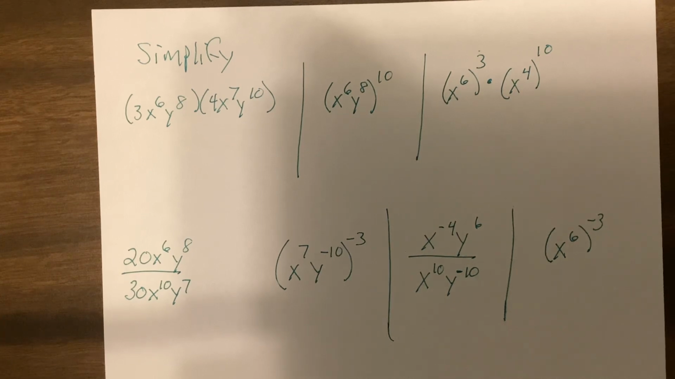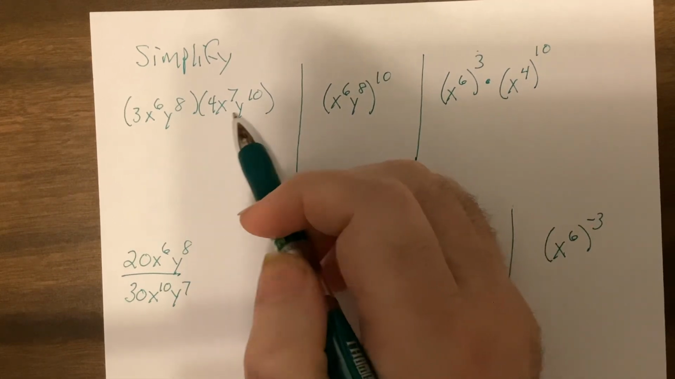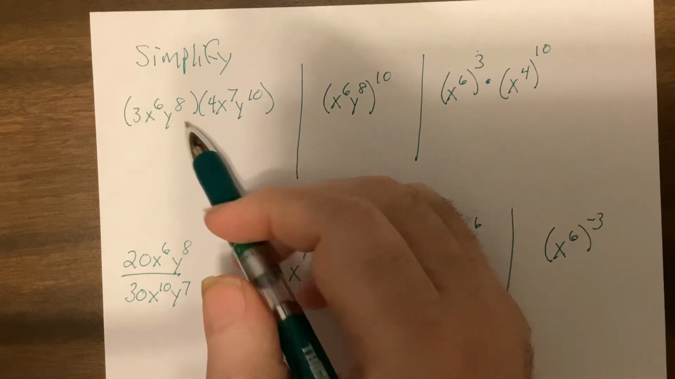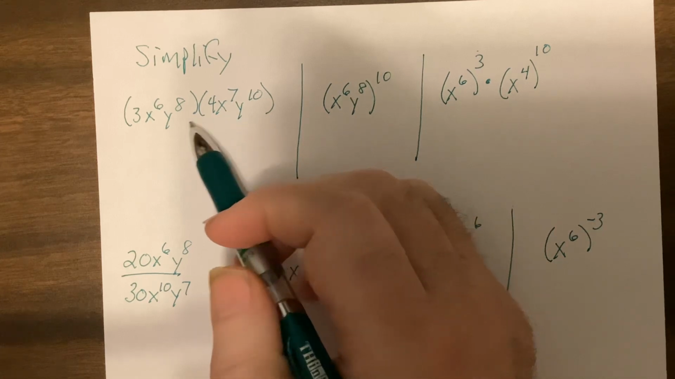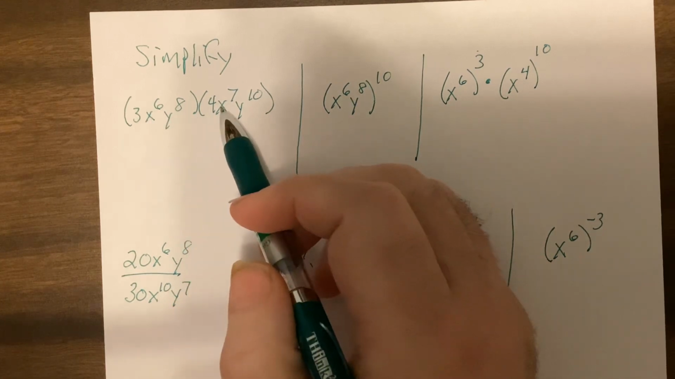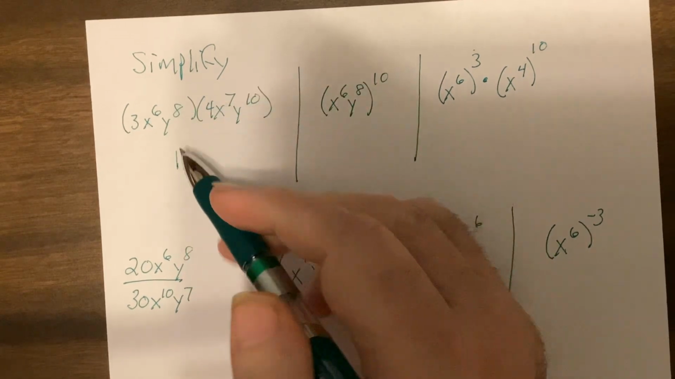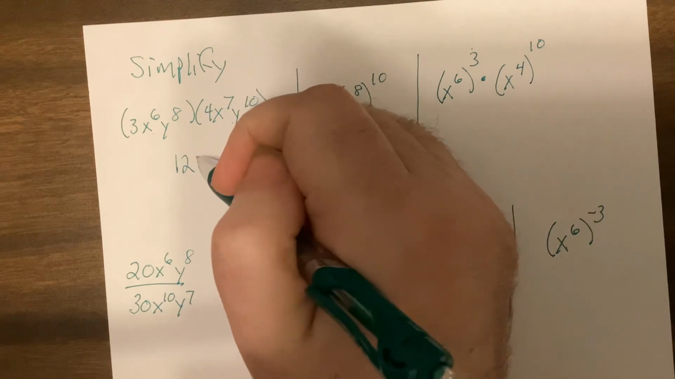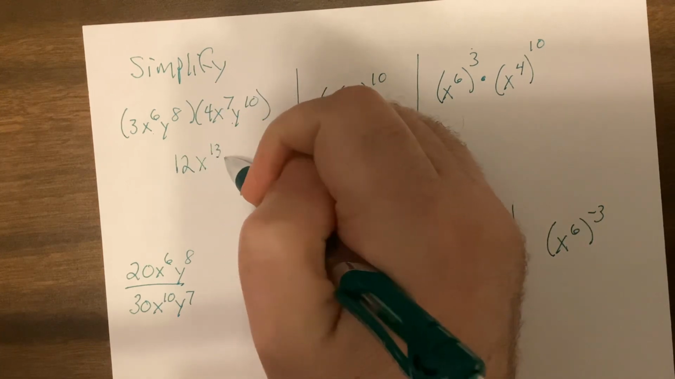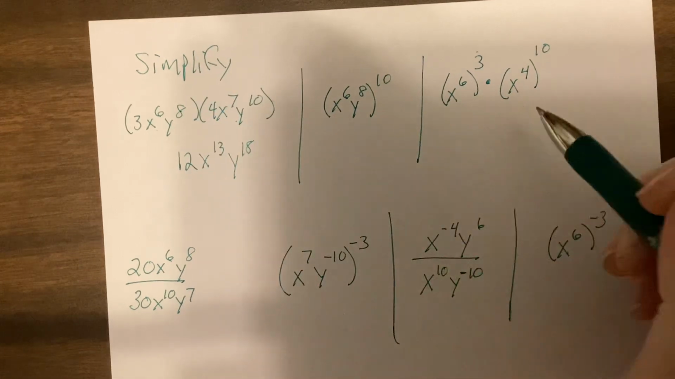So I wrote down 10 problems here. We'll go through them. The first one, I have a product of a product. Now, if you remember, that's called a monomial. It's a product of variables and numbers, so it's a monomial, single term. So I multiply the numbers, the coefficients. 3 times 4 is 12. Then when you multiply two things with the same base, you add the exponents. So this would be x to the 13th, y to the 18th. 8 plus 10 is 18.